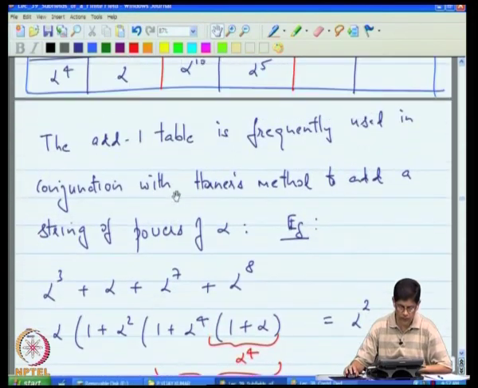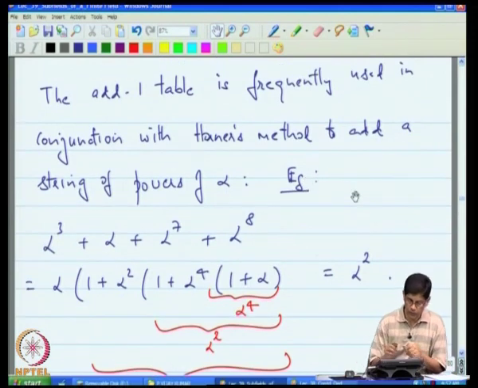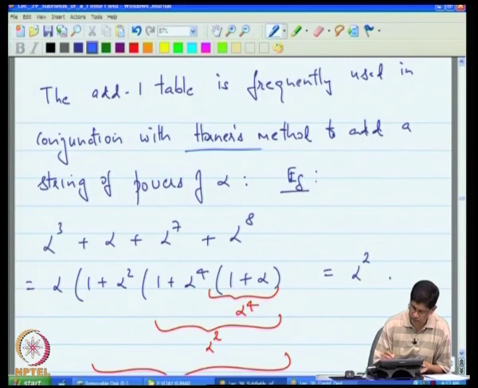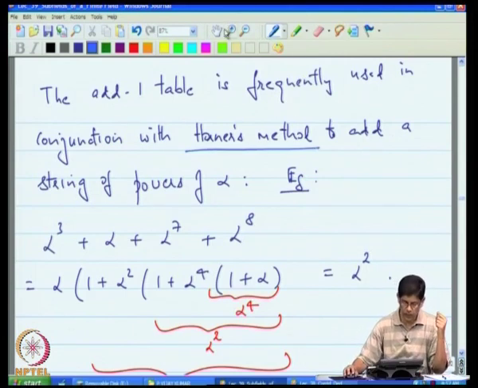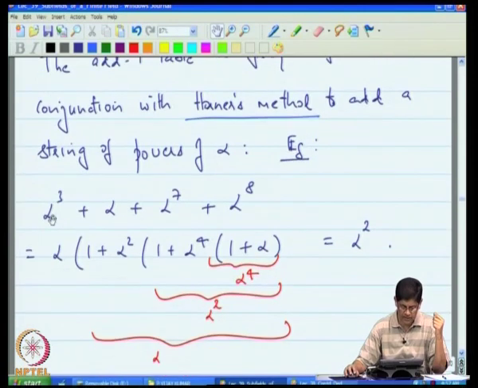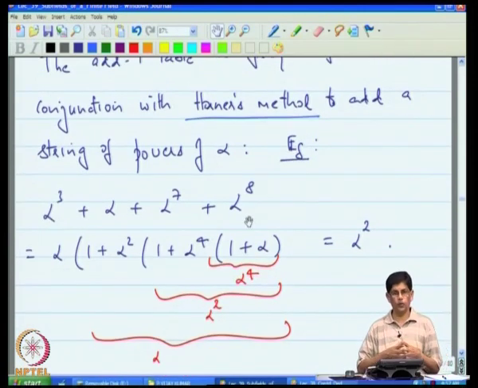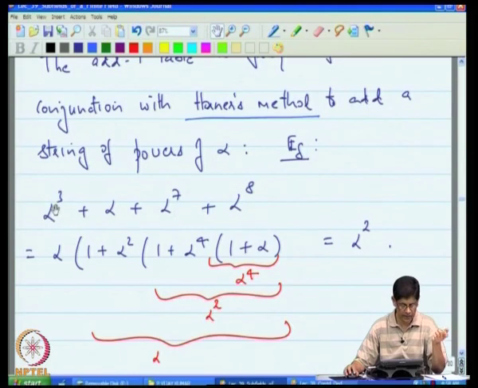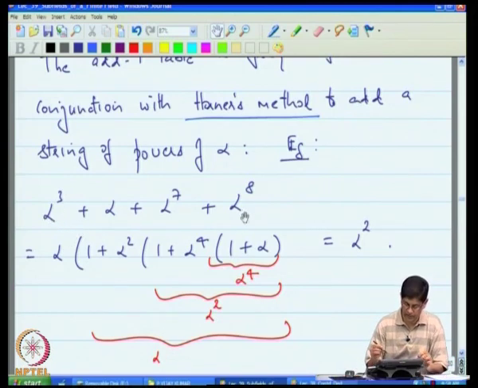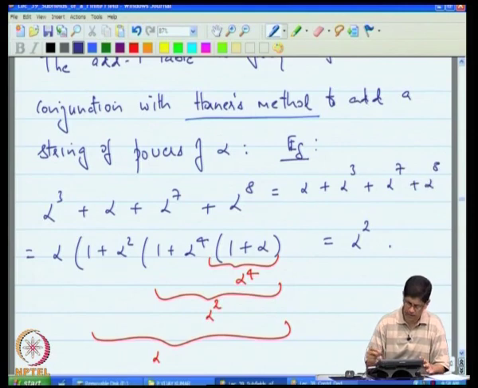And how do you actually go about using this add-1 table? Well, you use this in conjunction with a method that is called Horner's method. So, here is Horner's method. Horner's method is used when you want to add a string of powers of alpha. In other words, you want to add several elements in a finite field and you represent them as powers of alpha. Of course, you ignore the zeros, and next what you do is you order them according to increasing powers of alpha. So, in this particular case, although it is not shown here, this was reordered according to alpha plus alpha cubed plus alpha to the 7 plus alpha to the 8.